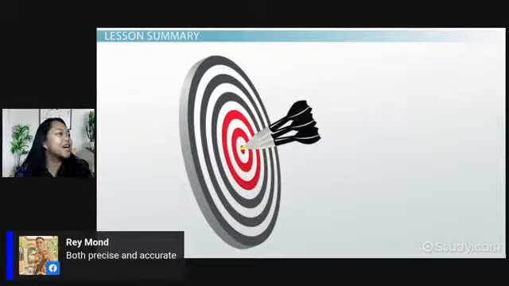Okay, both precise and accurate. Tama yan, Sir Raymond. Accurate siya kasi na-hit niya yung target. And precise din siya kasi 3 beses siyang nag-try, no? 3 beses siyang sumubok at pare-parehas yung spot na nahihit ng kanyang dart, no? So, it is both precise and accurate. Both precise and accurate po ito.